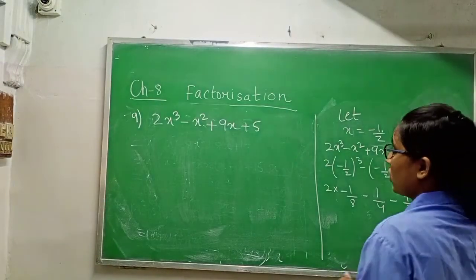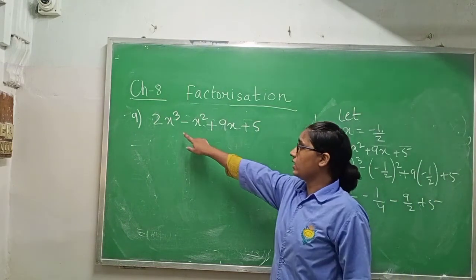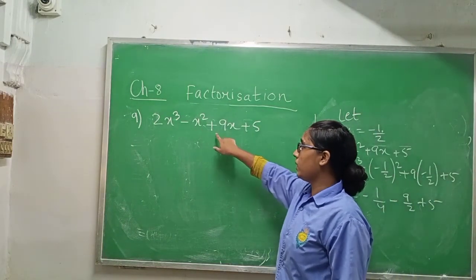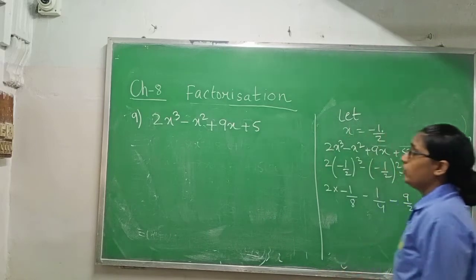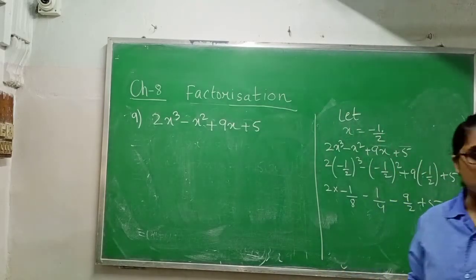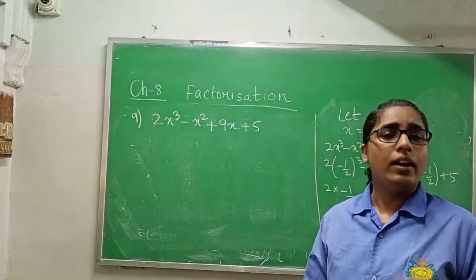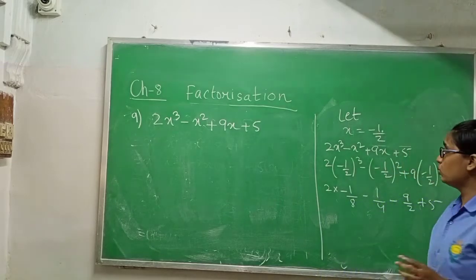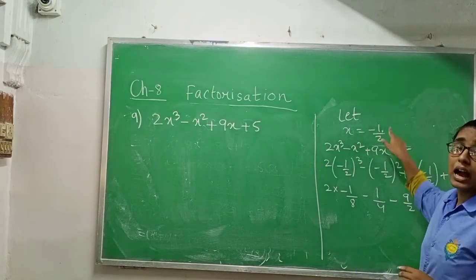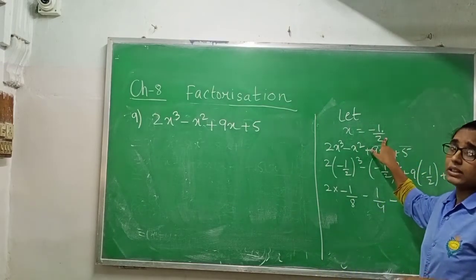Class 9, question number 9. Question number 9 is 2x cube minus x square plus 9x plus 5. If you put x value 1, -1, 2, -2, 0 will not come. You have to take x equals to -1/2. When you take -1/2, then it will come.